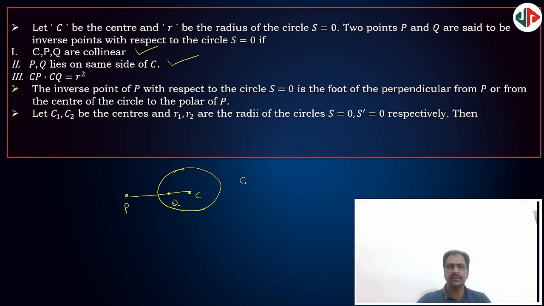And the third condition is CP into CQ should be equal to R square. So these are the three conditions for two points P and Q to be inverse points with respect to a circle.